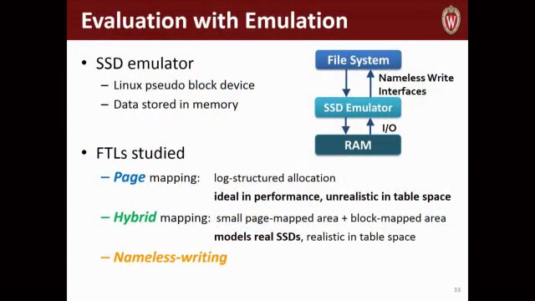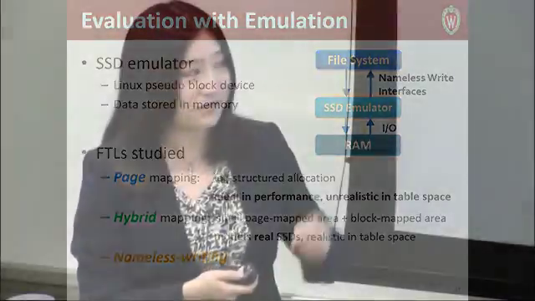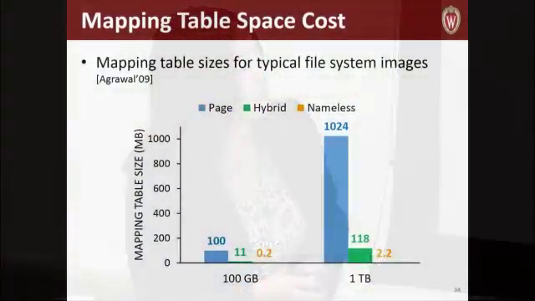And I built 3 types of FTLs. The first FTL is page level FTL. It's a log structured allocation, so it will give you ideal performance, but unrealistic in mapping table space because it maps each 4 KB page. And the second FTL I had is hybrid FTL, which I try to model real SSDs. And finally, I have Nameless Writes SSD.